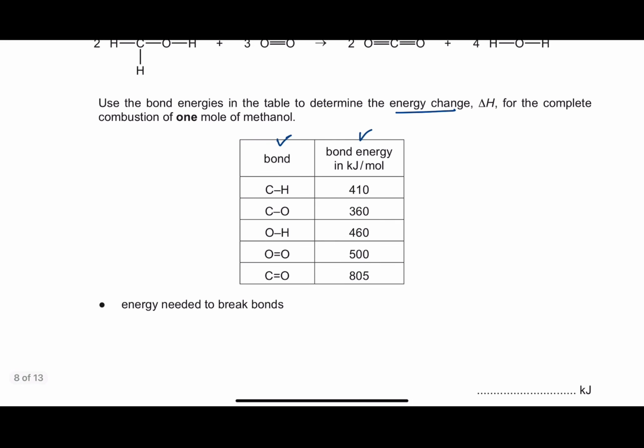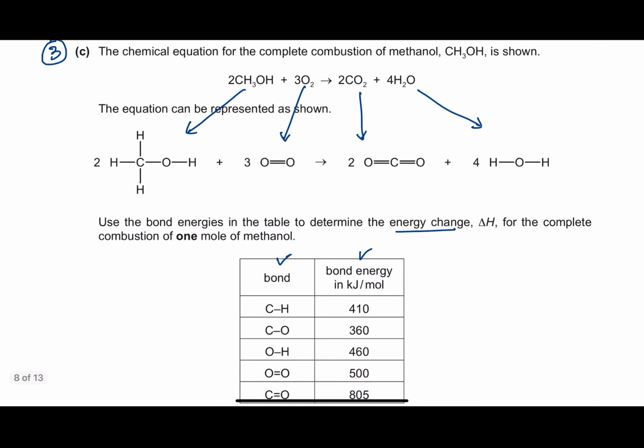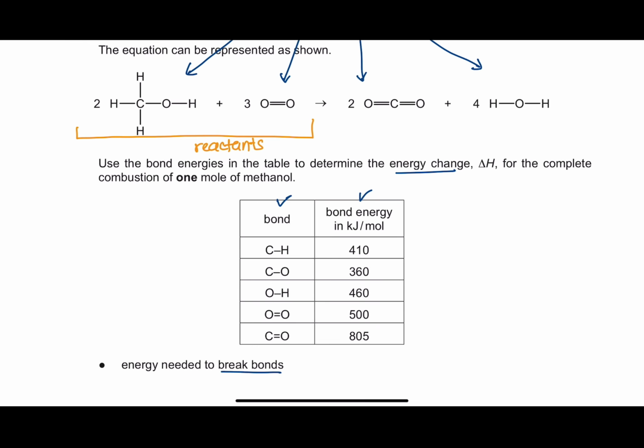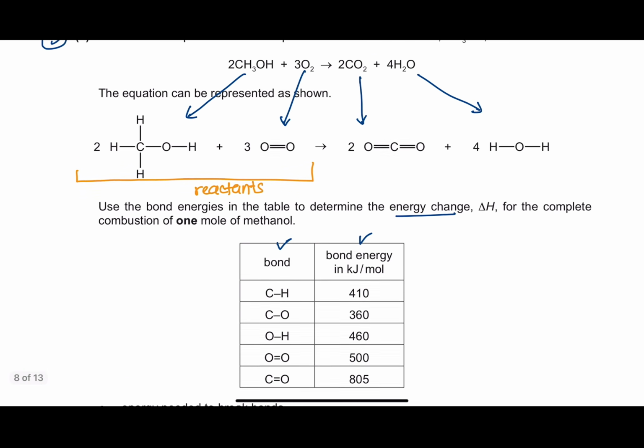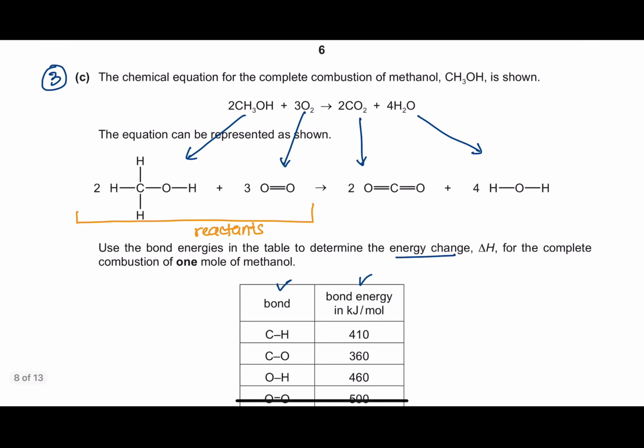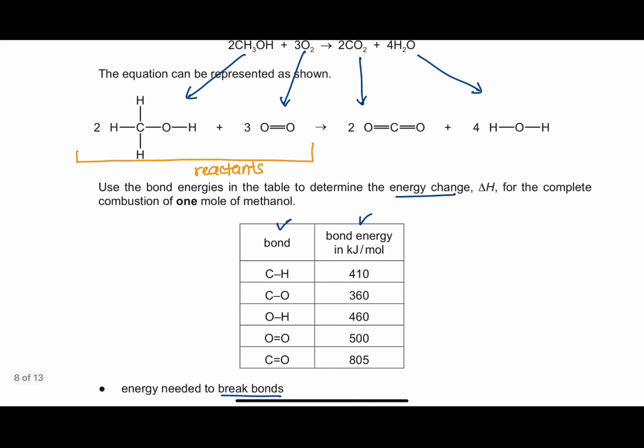First part is asking you to find the energy needed to break the bonds. So in order to break the bond, it means that you need to find the total energy here in your reactants. Before we calculate, let's determine what bonds are present in each of your compounds. So as you can see here, you have 1, 2, 3 C-H bonds.